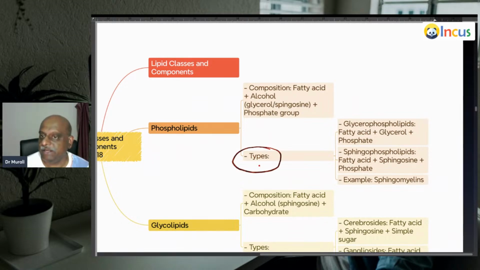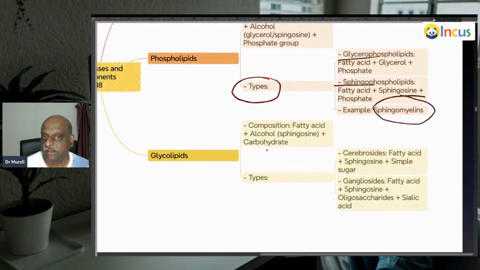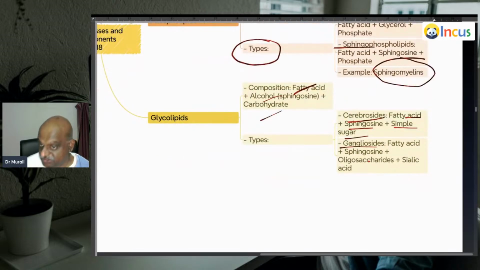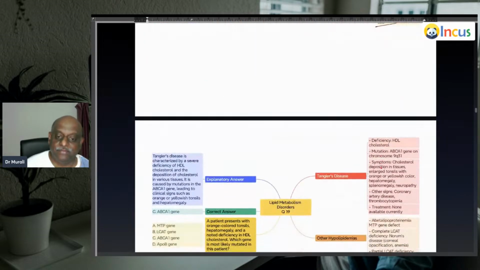And how many types are there? Glycerophospholipids and sphingolipids. An example is sphingomyelin. Then glycolipids: fatty acid, alcohol, and carbohydrate. So what are the types in that? You have cerebrosides, which is fatty acid plus sphingosine plus simple sugar. Ganglioside is fatty acid plus sphingosine plus oligosaccharide plus oleic acid. That is what you need to nail down.